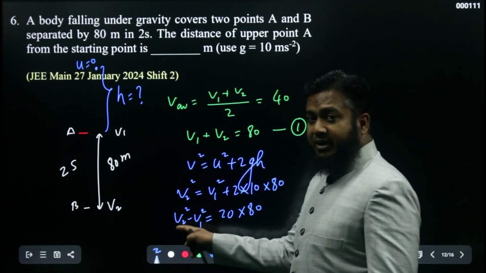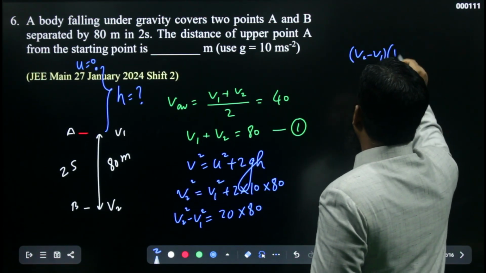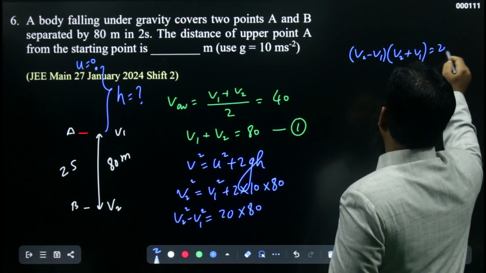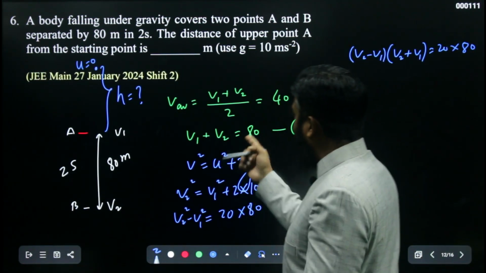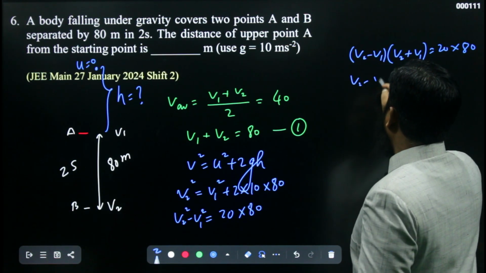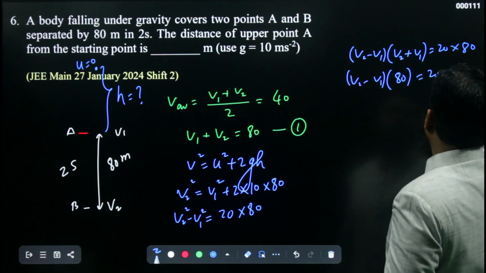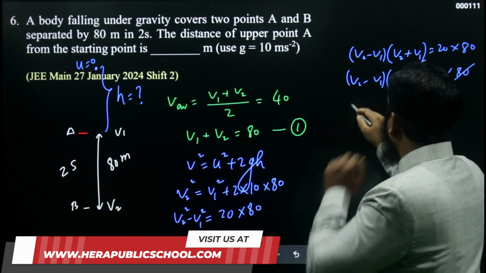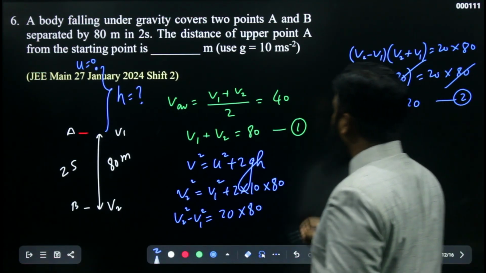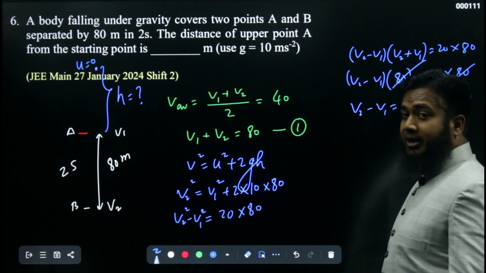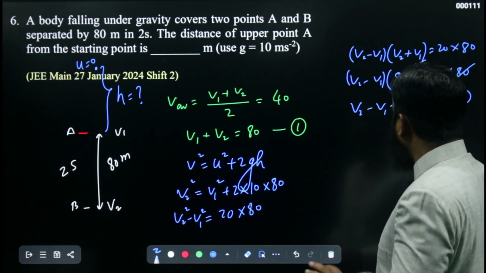Okay, now how can we write v2 square minus v1 square? We can write it as v2 minus v1 into v2 plus v1, and that is 20 into 80. Okay, now we know the value of v1 plus v2, that is simply 80. So v2 minus v1 into, this is now 80, is equal to 20 into 80. So these 80s cancel from both sides, and now we have v2 minus v1 as 20. So this is second equation. v1 plus v2 is equal to 80. This is first equation. So from these two equations we can easily find the value of v1 and v2 separately.